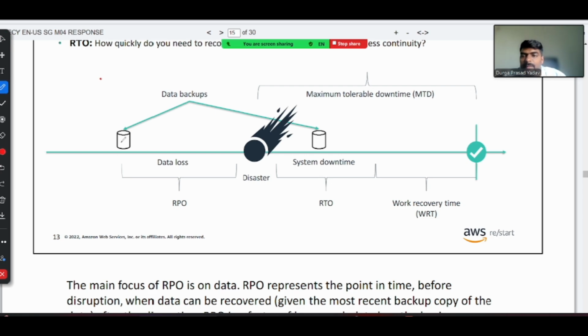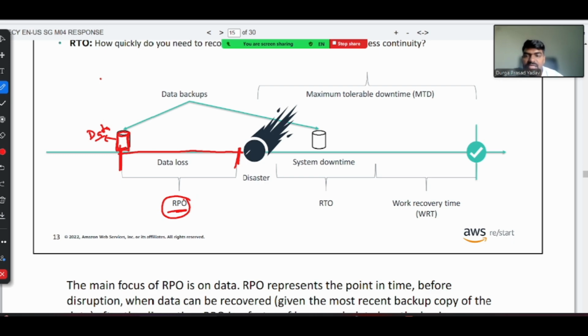So for example, this box is data. Now this data you have lost, and from here to here you lost the data. During this period you do not have the data, and you will call it the recovery point objective. This is the recovery point objective.